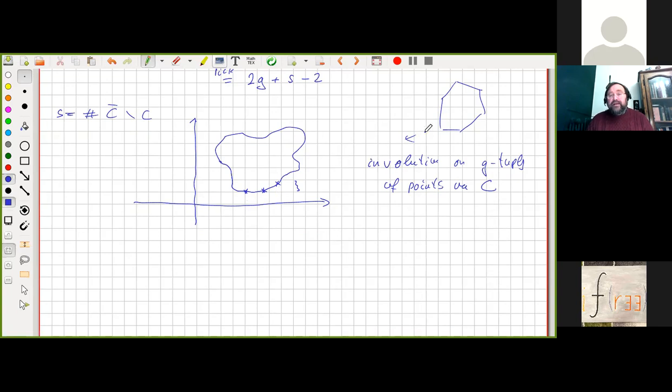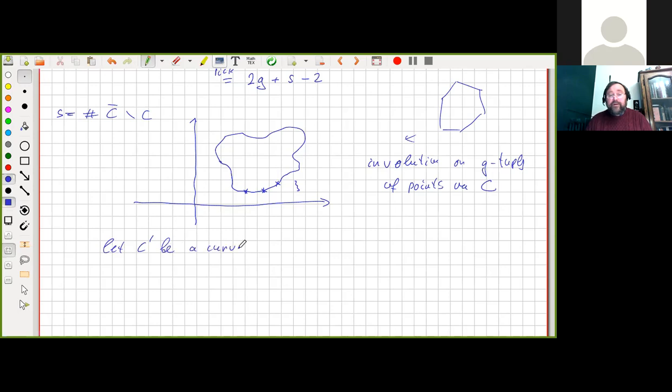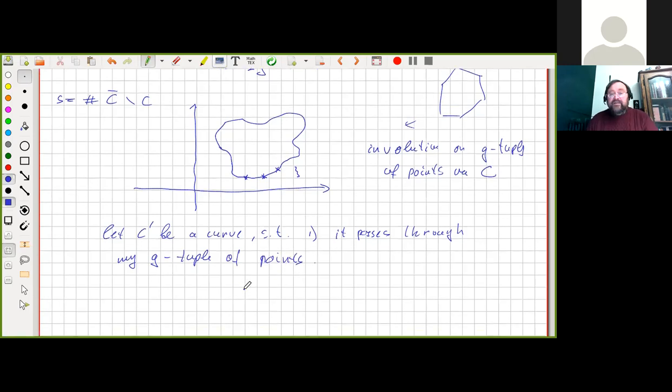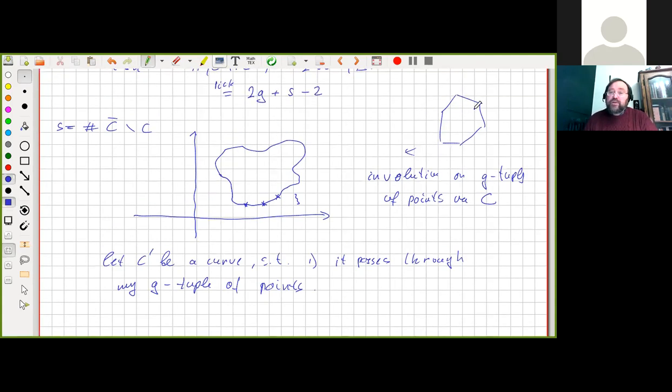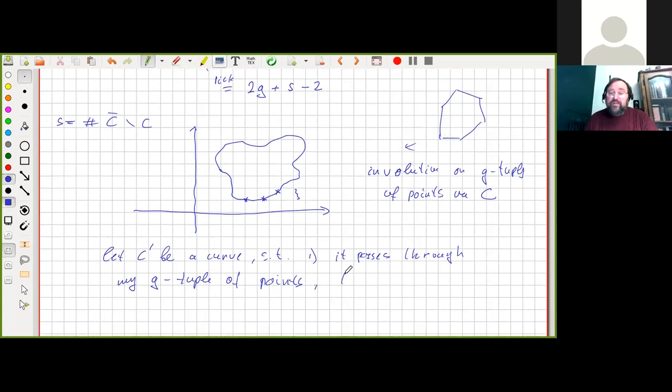So to do that, I need to construct a curve C star such that, first, it passes through my g-tuple of points, and another property: the Newton polygon is the same.